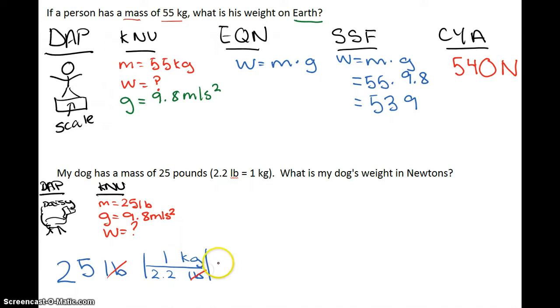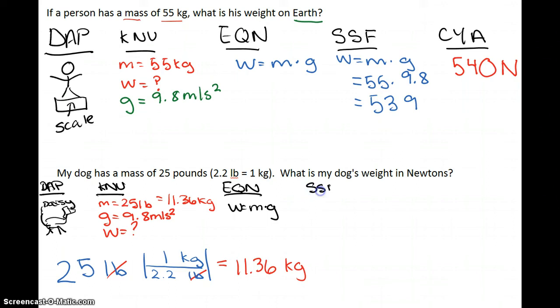These units will cancel, my pound units will cancel, and if I put this in my calculator, I have 25 times 1 divided by 2.2, and I end up with about 11.36 kilograms. Here's my unit, kilograms. So I'll just write this up here. My next step then in the problem-solving method is to write my equation. My equation is that weight is mass times acceleration due to gravity, or g.